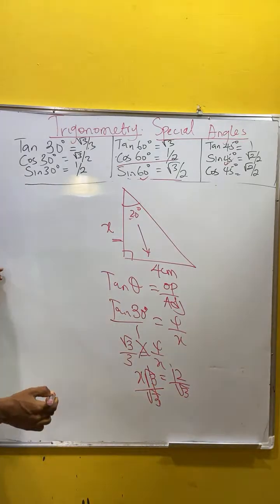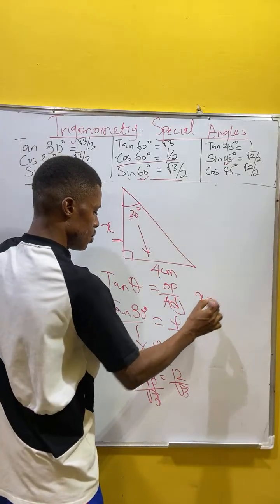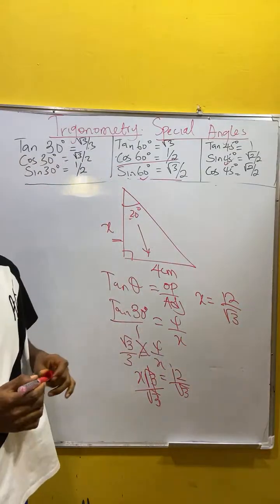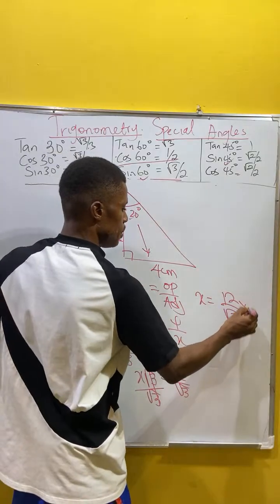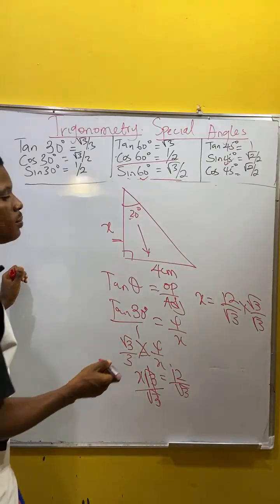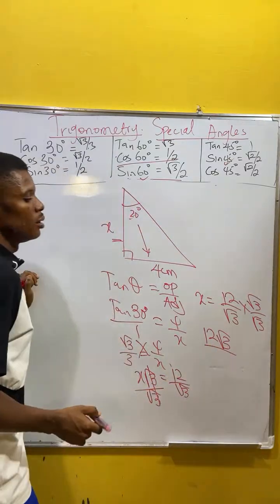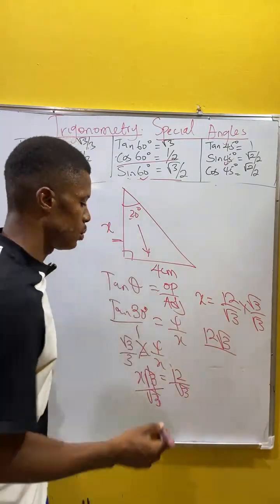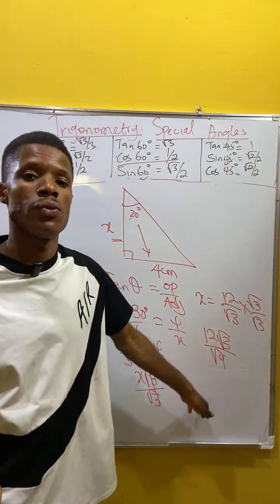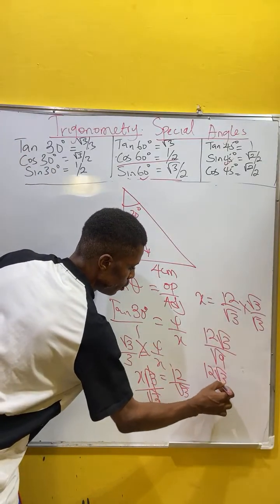Since our goal is to find the value of x, and the root 3 cancels out, x is equal to 12 over root 3. So you have to rationalize. To rationalize, you multiply by root 3 over root 3. This times this gives 12 root 3 over root 3 times root 3, which gives root 9. Root 9 is a perfect square, so if you take the square root, you have 3. So the answer is 12 root 3 over 3.